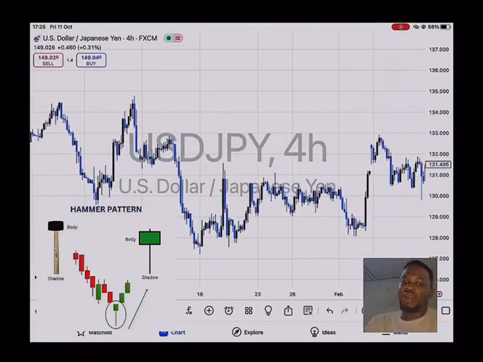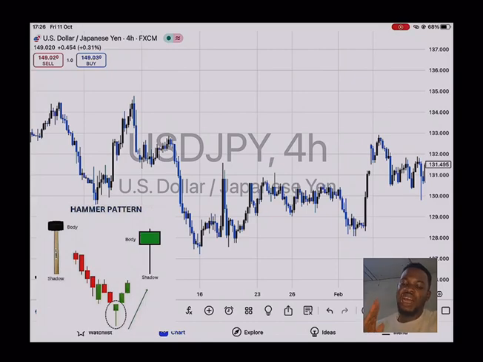The normal hammer now is the bullish candlestick pattern. You understand? And it's located around the support zone also. The psychology behind this candlestick is that sellers are becoming weak in the market and buyers are gaining control in the market.